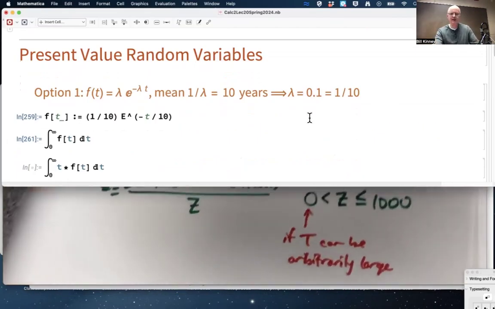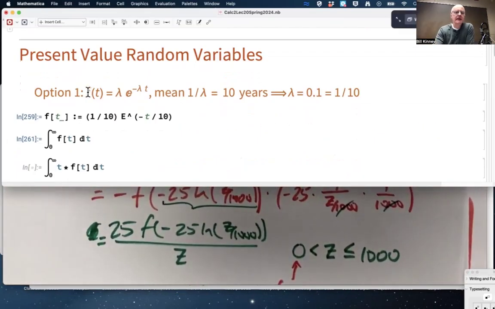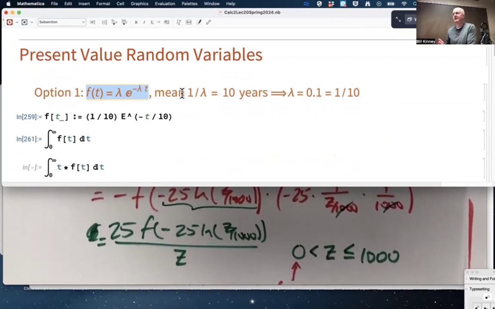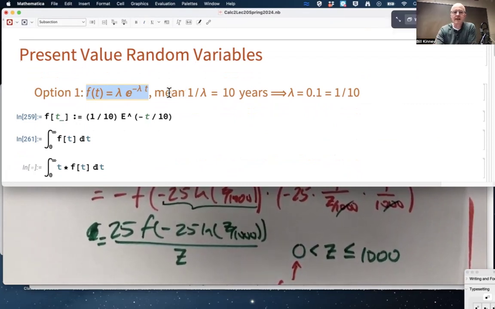Option 1 is going to be the PDF for an exponential decay. It's an exponential distribution, like we talked about on Monday. Lambda is a parameter. Different situations give you different lambdas. We saw on Monday that the mean is 1 over lambda in general.